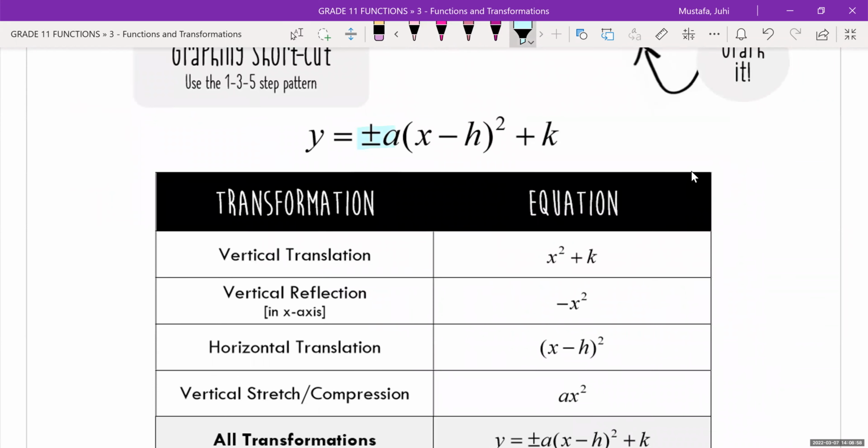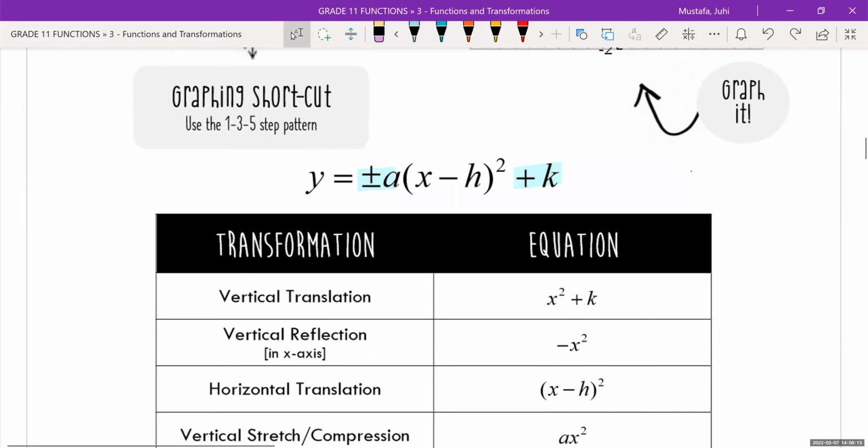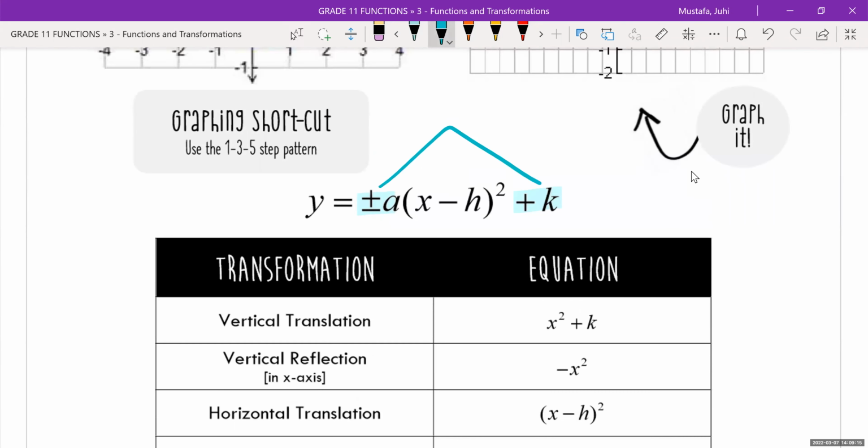The way I think about it is everything outside of the bracket. See how x minus h is in a bracket? Everything outside of the bracket is going to affect our vertical, so all of these are going to result in some sort of vertical transformation. And then everything inside of the bracket is going to affect our horizontal. But we're going to do it one thing at a time.